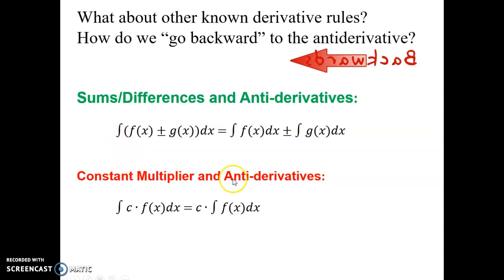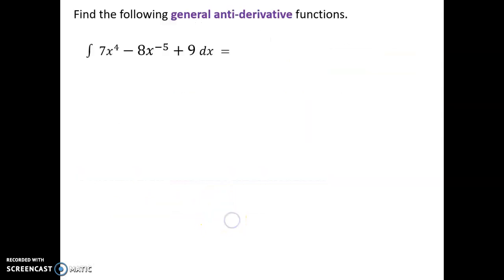Also, I have the constant multiple rule for antiderivatives, which is similar to the constant multiple rule for derivatives. If I have a constant multiplied by a function, I can take that constant and pull it out to the front and then take the antiderivative of the function. So let's do a couple of examples using these rules in conjunction here.